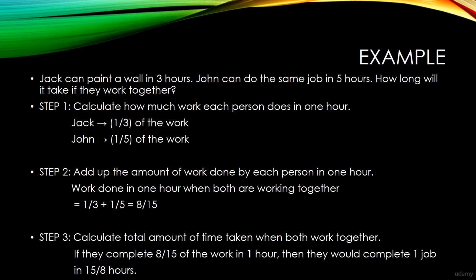This is a simple, straightforward question wherein we must just follow steps 1 to 3 in order to obtain the answer. So step 1. Calculate how much work each person does in 1 hour. So Jack does 1/3 of the work. John does 1/5 of the work. Step 2. Add up the amount of work done by each person in 1 hour. Work done in 1 hour when both are working together is 1 by 3 plus 1 by 5 is equal to 8 by 15.